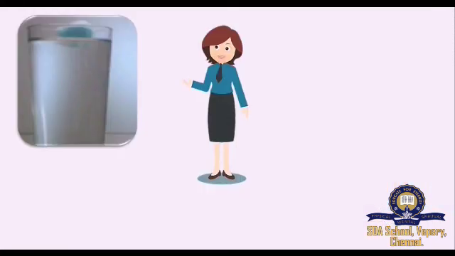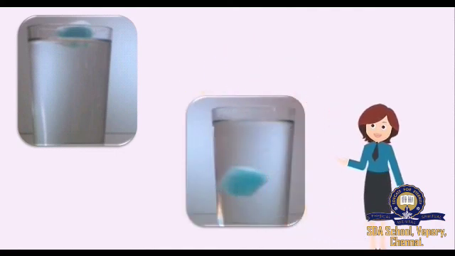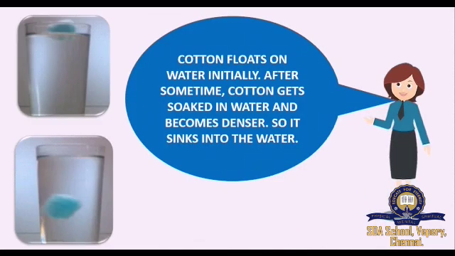Let us take the cotton and drop it into the water. What happens? Initially, it will float on the water. After some time, it starts to sink into the water. Why? Because after some time, the cotton gets soaked in water and it becomes denser. When it becomes denser, it sinks into the water.